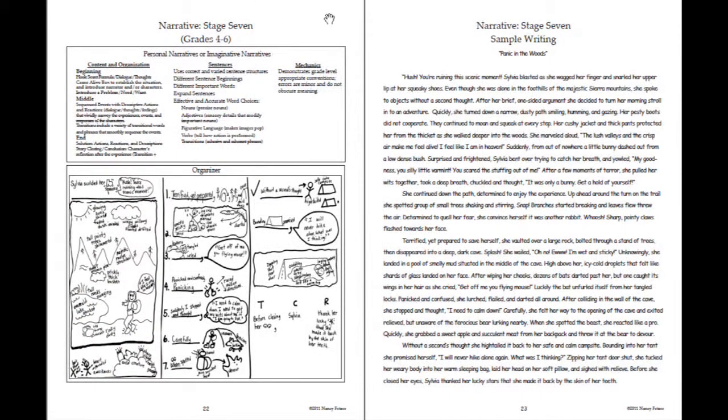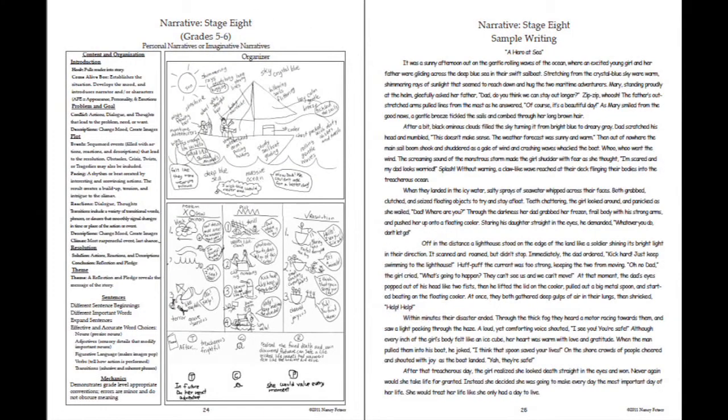On page 22, we have stage 7 for narrative writing. This is for grades 4 through 6. And again, here's our descriptors. And then we have our organizer. Now notice on stage 7, personal narrative and imaginative narratives use the same organizer regardless of whether it's going to be personal or imaginative. And then on the facing page on page 23, you will find your sample of writing.